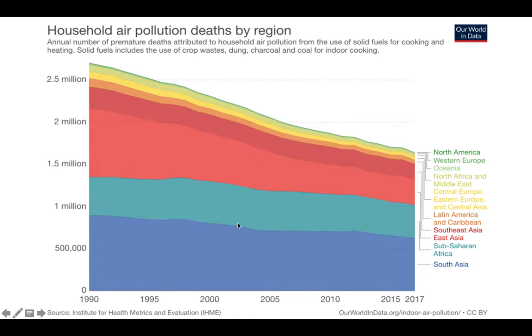But additionally, you can also see that generally speaking, the trend is downwards. If we look over the past 30 years or so, deaths by indoor air pollution have dropped substantially in North America, Western Europe, Oceania, North Africa and the Middle East, Central Europe, all of these colors on the top here. But these light blue colors and the darker blue colors, Sub-Saharan Africa and South Asia, the drop is less steep. So hopefully we can see that continue to drop as they get more access to safer and better fuel sources.